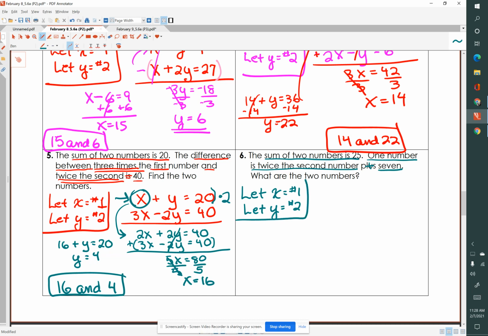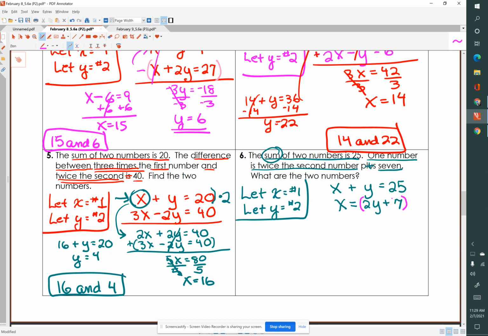And let's see, we're first told the sum of two numbers is 25. That means we're adding. So x plus y equals 25. So one number is twice the second number plus 7. So x is 2y plus 7. Okay, we already have x defined here. We've got x equals 2y plus 7.